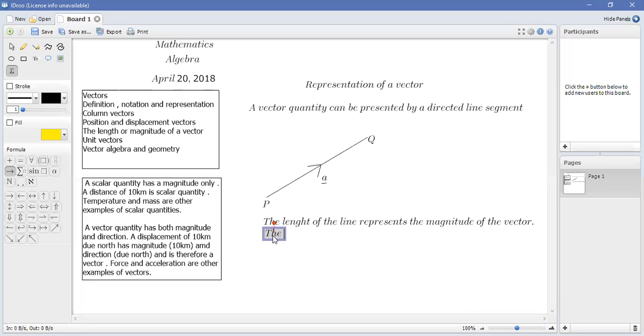The arrow shows the direction of the vector, as I told you before. All right? So you have two pieces of information there.